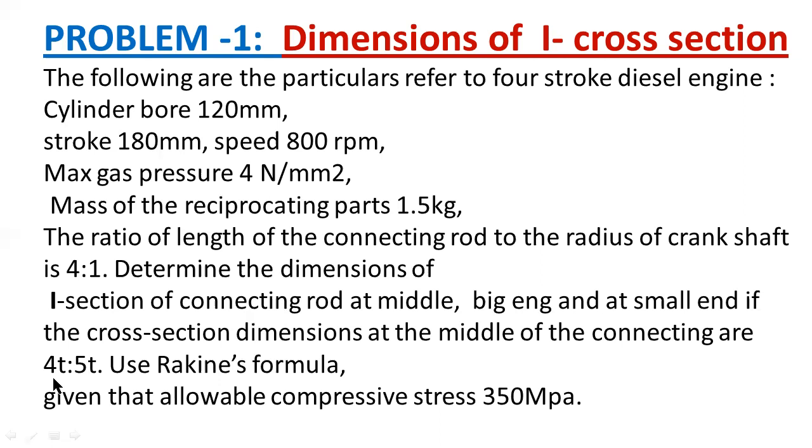Okay, width of the I section equal to 4t and height of the I section equal to 5t. So this is the ratio of the I cross section at the middle of the connecting rod. By using this ratio, you have to find out the suitable height at the big end and at the small end, by using Rankine's formula to design a buckling load.